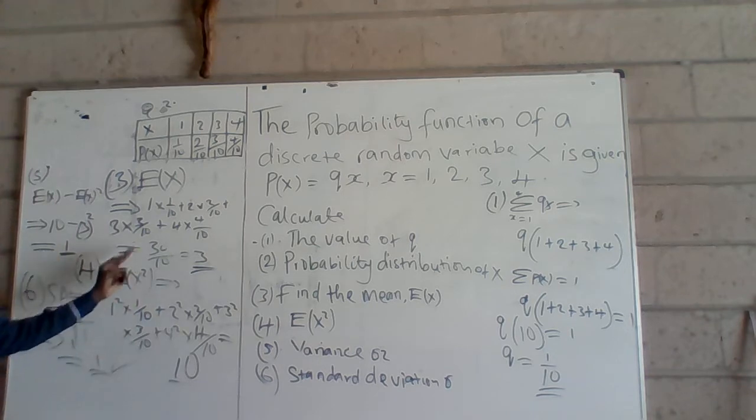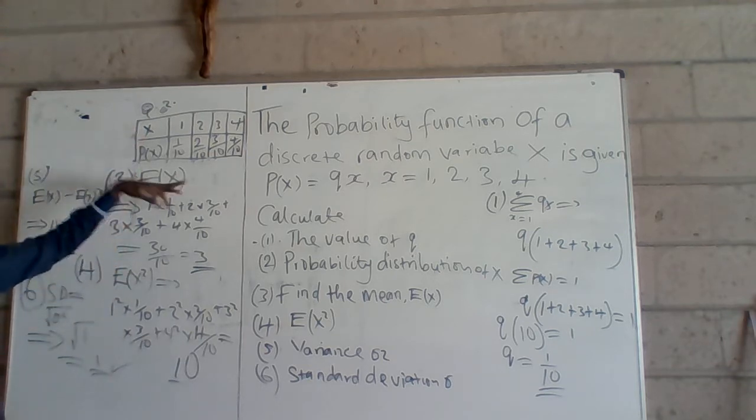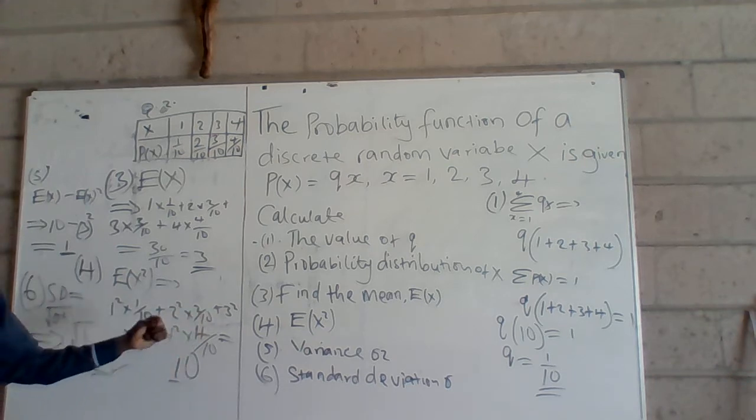And the fourth one, you have to find the expected value of x squared. That's why x is squared. So simply square x and find the value: 1 squared times 1 over 10, 2 squared times 2 over 10, and so on, and everything here you will get 10.